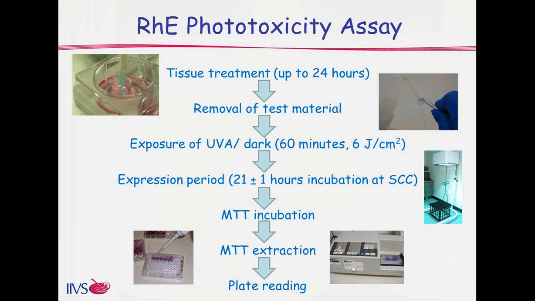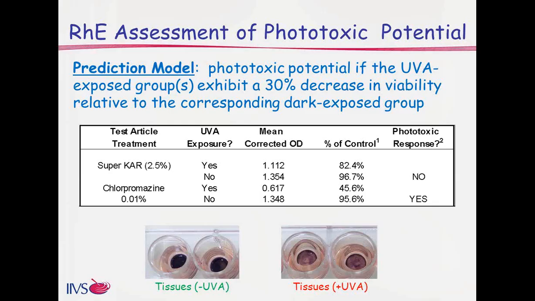And then finally, we will do our UVA or dark exposures for 60 minutes for a total of 6 joules per centimeter squared for the cells exposed in the presence of UVA. Like the 3T3 assay, we'll have that post-expression period followed by an MTT incubation. Now, MTT is going to measure the metabolic activity of the cells, and we'll have a yellow colored MTT, which is eventually going to be transferred to a purple color by viable cells. At the end of our MTT incubation period, we'll then extract in isopropanol and finally determine our optical density values using a plate spectrophotometer.